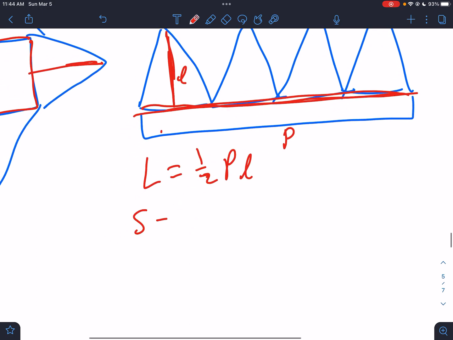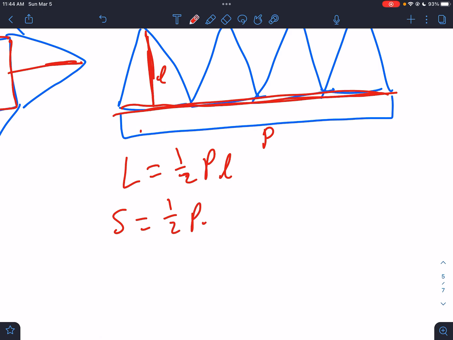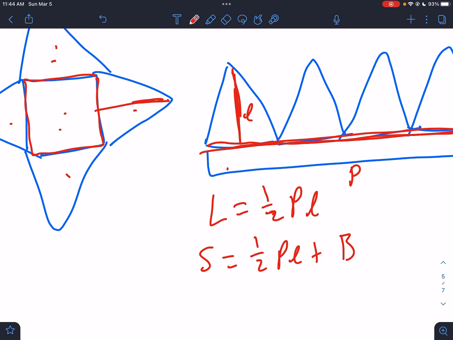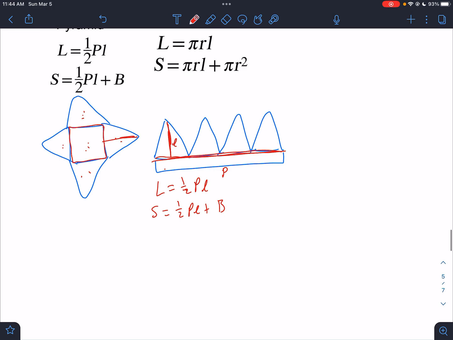And then what do we do to get the total surface area? We add the base. So it's the lateral surface area plus 1 base. There are 4 triangles and 1 base on this pyramid. These are all lateral surfaces. The base is not a lateral surface. And then the cone is a similar idea. You have pi r L. Remember that the perimeter of the cone is called circumference, and it's 2 pi r. So think of it as 1/2 times 2 pi r.